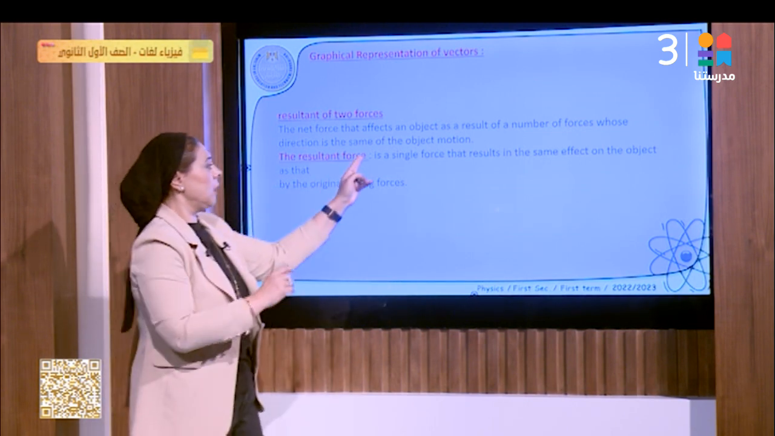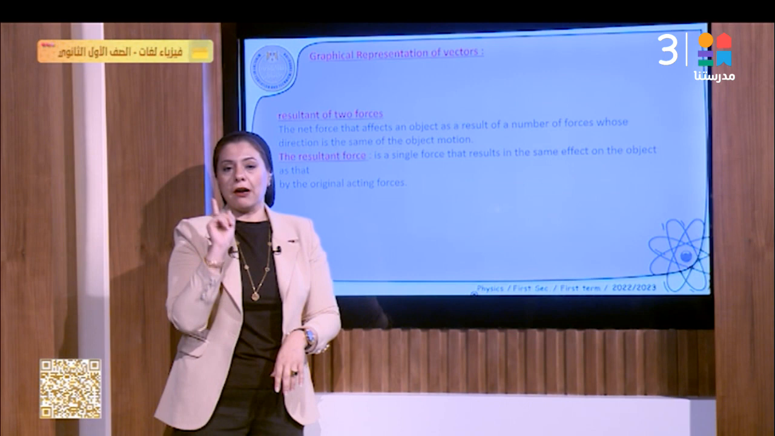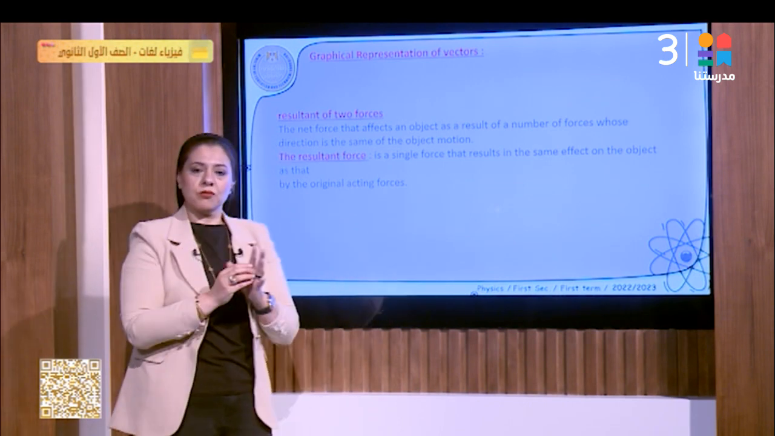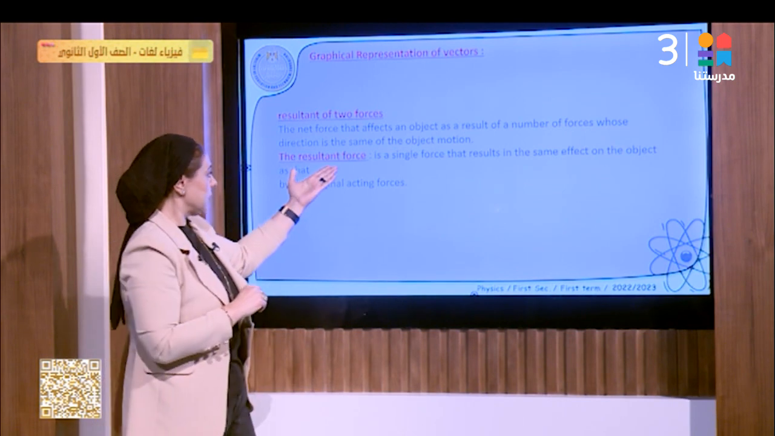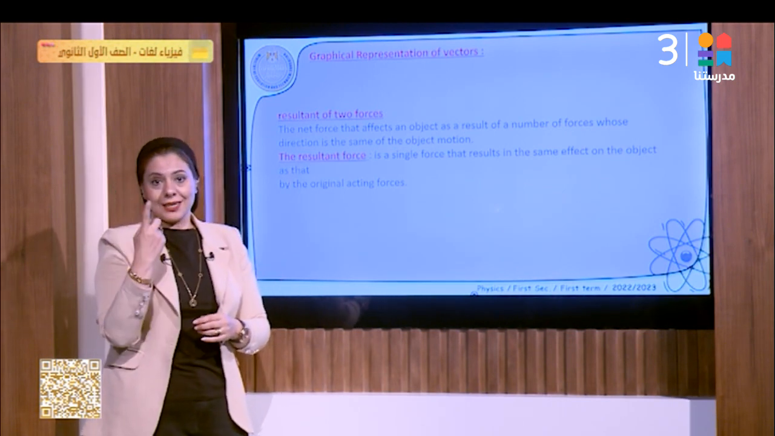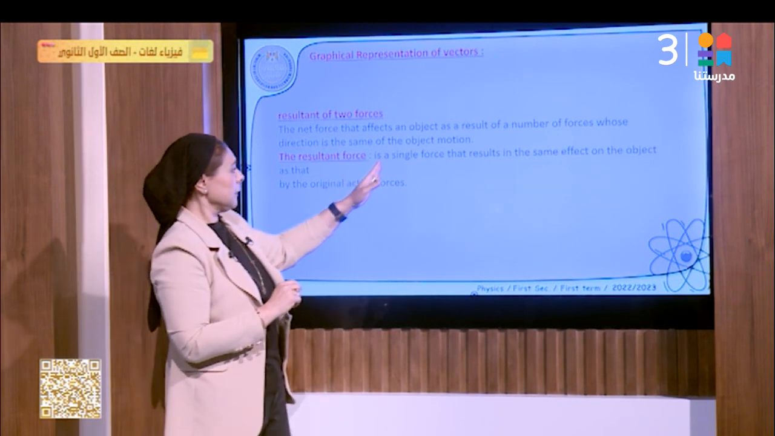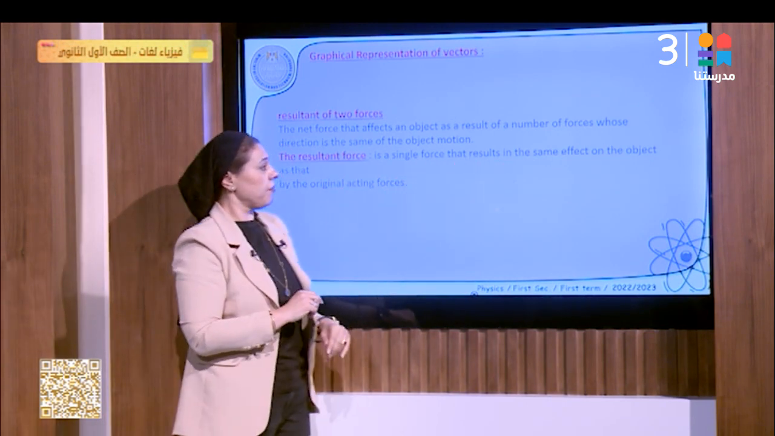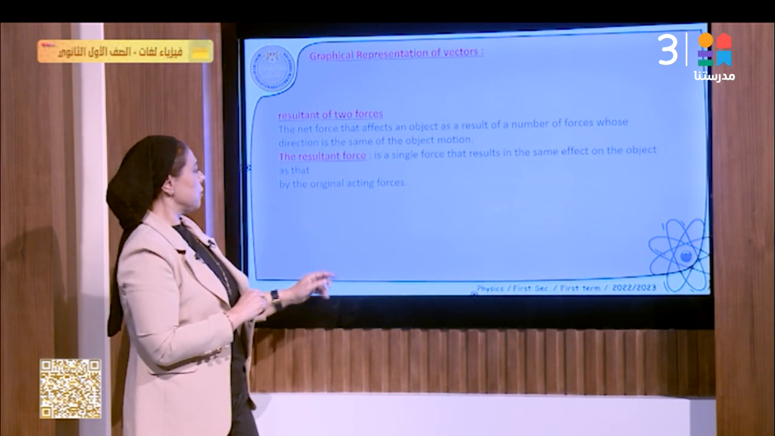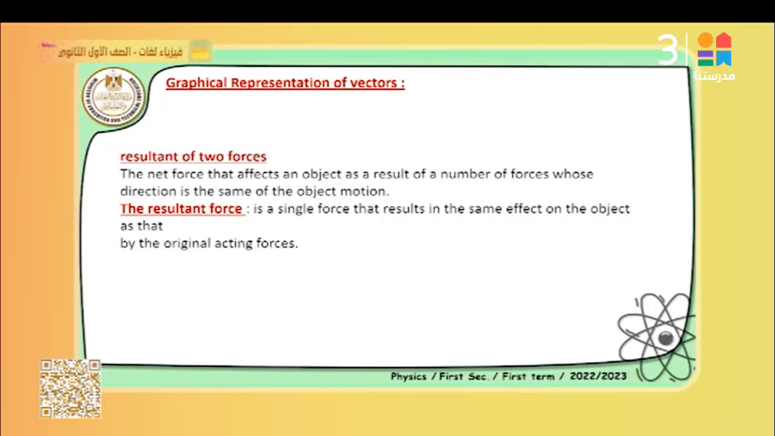The resultant force is of course a single force, just one thing. When I have more than one force, I represent their resultant as one single force. It's a single force that results in the same effect on the object as that by the original acting forces. The effect of the resultant force, or the single force, is the same effect of the total forces applying on the object. For example, if I have three forces applying on the object, they give a certain effect. Their resultant will give the same effect as the three of them on the same object.